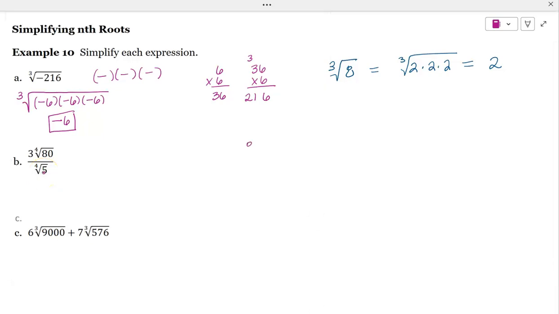Let's think about 80. 80 is 8 times 10. 8 is 2 times 2 times 2. And 10 is 2 times 5. Looks like I have 4 of these 2's sitting there, which is helpful. So let's see. I can rewrite this as the fourth root of 16 times 5.